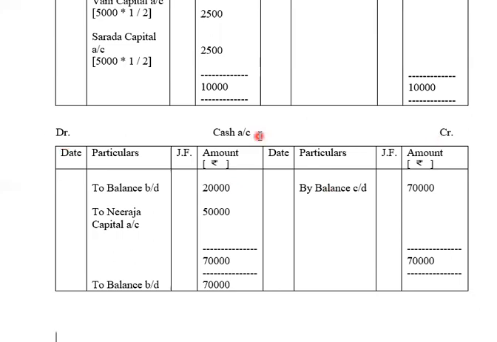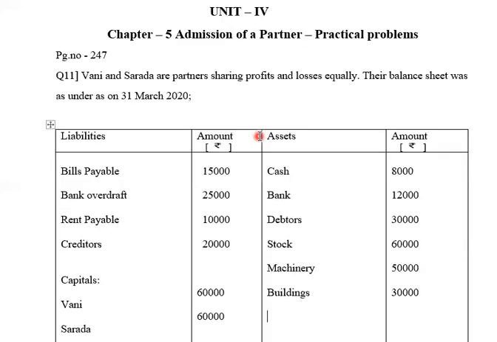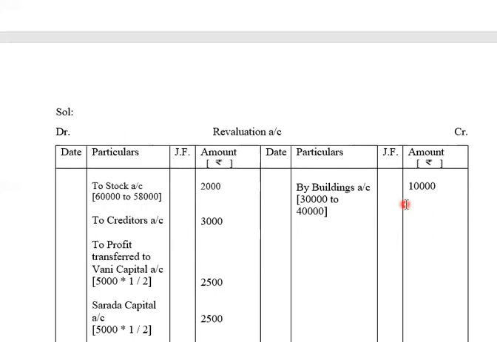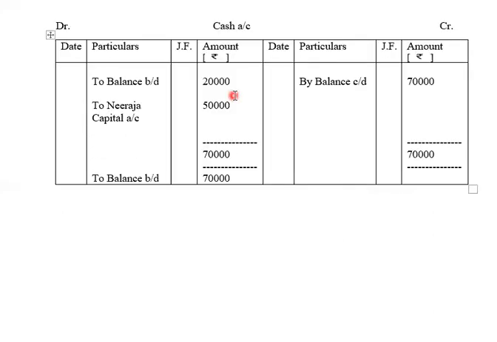How do we start cash account? We'll be writing it as to balance b/d, as it is an asset. All assets have debit balance. So cash का amount कितना है, 8,000 है. साथ में बैंक कितना दिया हुआ है, 12,000 है. So हम कैश और बैंक दोनों मिला के 20,000 लिखेंगे. So to balance b/d 20,000. इसका क्या मतलब है?